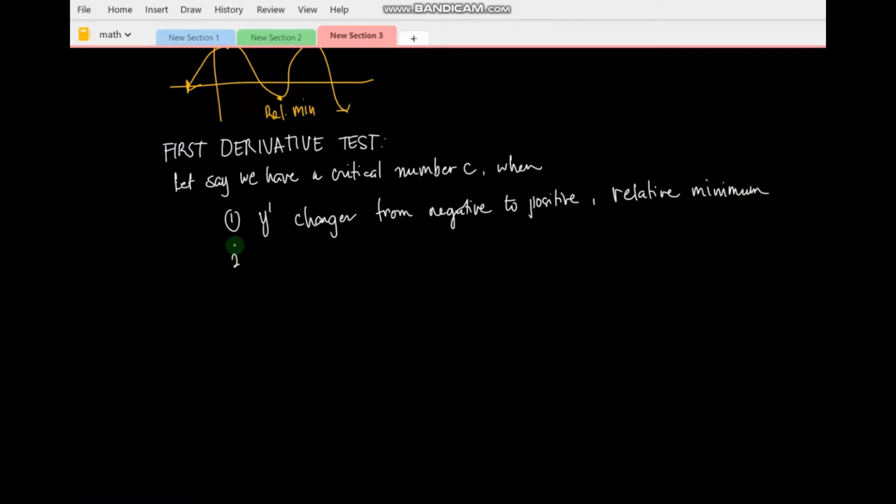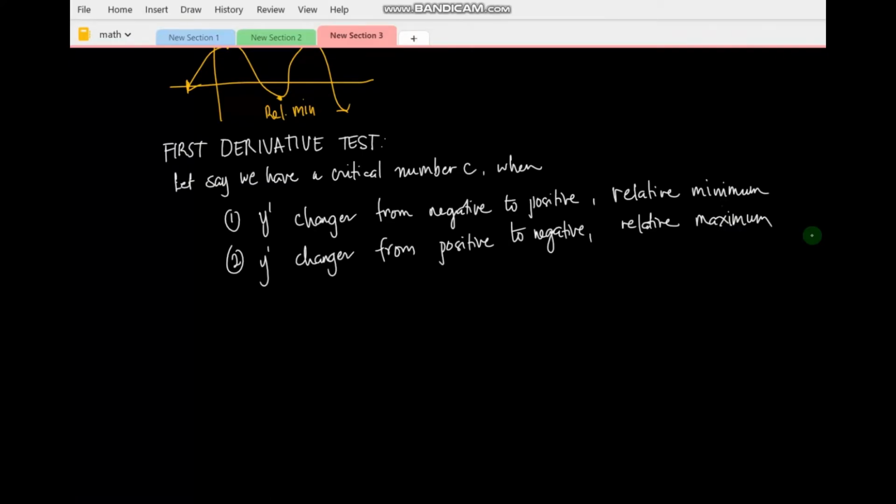Okay, but when y prime changes from positive to negative, we have a relative maximum. But when y prime does not change sign, that means that point at that value of x equals c is neither relative minimum nor relative maximum. Okay?